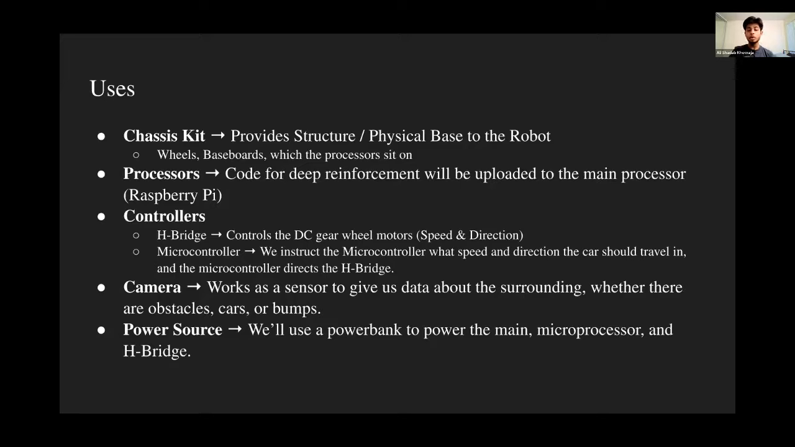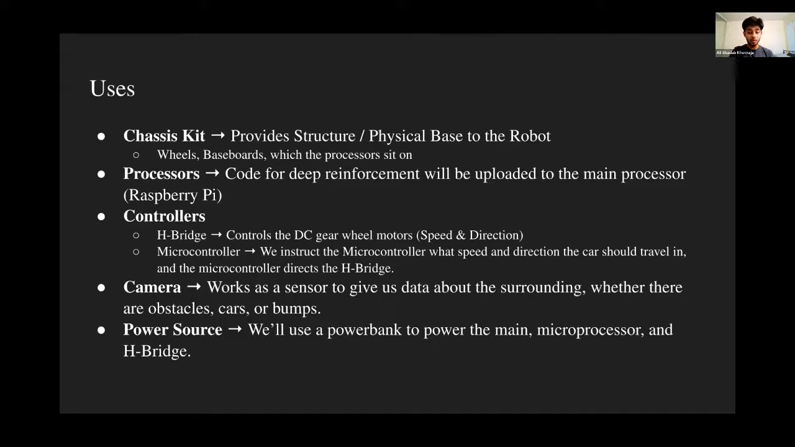First, let's talk about the motor controller, or the H-bridge. Now, the H-bridge directly controls the wheel motors and directs the car on what speed and what direction to operate in. So it basically is in control of the steering wheel and the gas pedal. Next, how do we tell the H-bridge what speed or what direction we want the car to go in? Well, for that, we have the microcontroller. We direct the microcontroller, which in turn directs the H-bridge, which controls the wheel motors, which control the speed and the direction of the car.